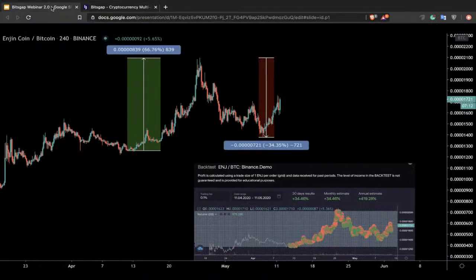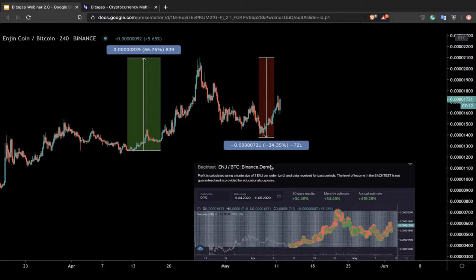So backtesting is about taking historic prices and simulating the trade as if we were trading back at that time. So here is the example of NG trading to BTC, and the period selected here is from the 11th of April to 11th of May. So that's a 30 days period from that point on the chart to that point, the current price.